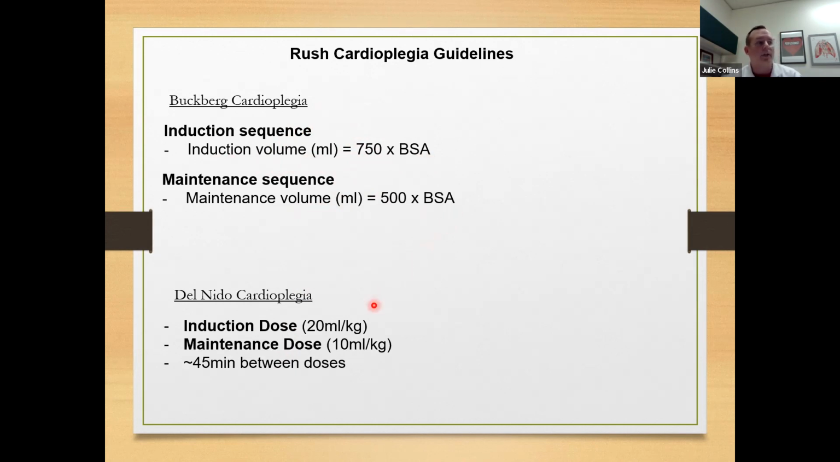Now, Del Nido, this one I do want you to know, because this is pretty standard with Del Nido delivery. An induction dose of Del Nido is 20 mLs per kilogram. That's a pretty standard induction dose. And when you guys have studied, how long can our induction dose typically last us?